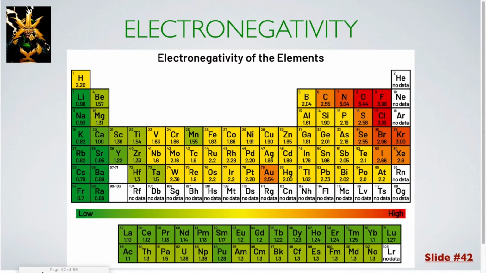Here we can see the electronegativity in another way for the entire periodic table. So this is color-coded. Low levels of electronegativity are shown in a darker green, and then higher levels are shown in a red or an orange. So we can see that our nonmetals are going to have higher levels of electronegativity as opposed to our metals.